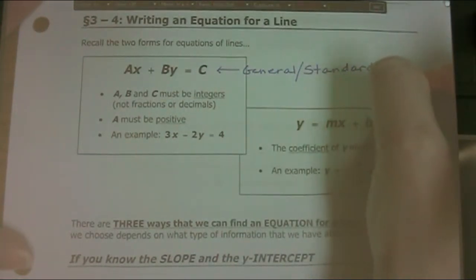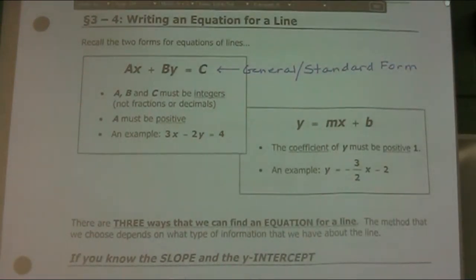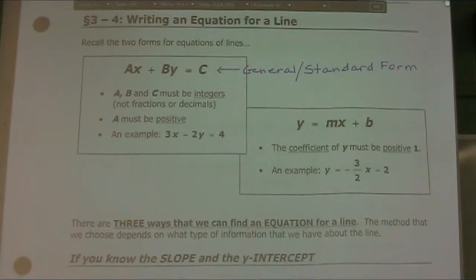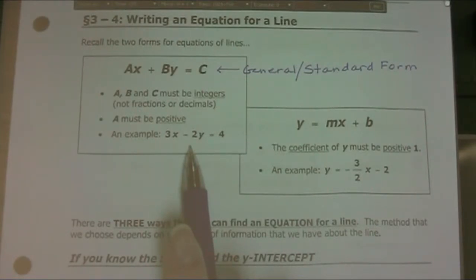And that is ax plus by equals c, where a, b, and c are integers, not fractions or decimals, and the a must be positive. An example is right here, 3x minus 2y equals 4.